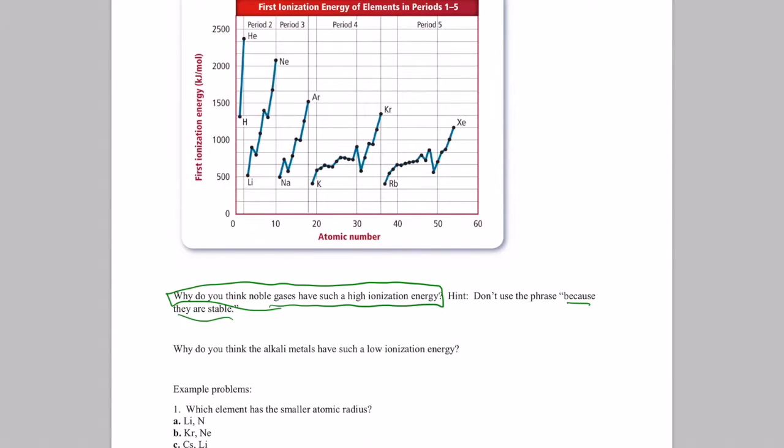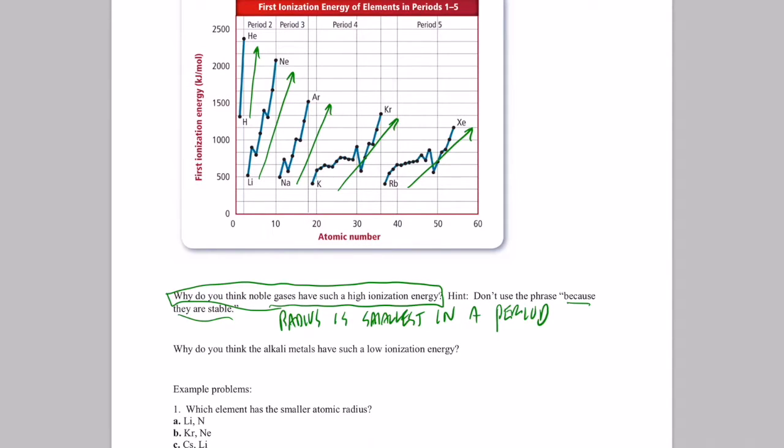You can notice, kiddos, that when I go across any period, from hydrogen to helium, from lithium to neon, from sodium to argon, from potassium to krypton, from rubidium to xenon, the noble gases always have the highest ionization energy in that row or in that period. Why? That's right. If you said because their radius is the smallest in a period, you are correct.